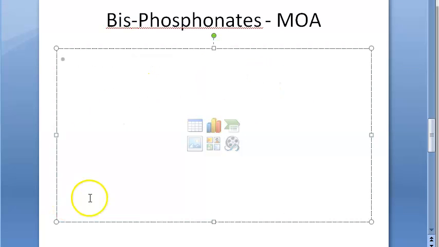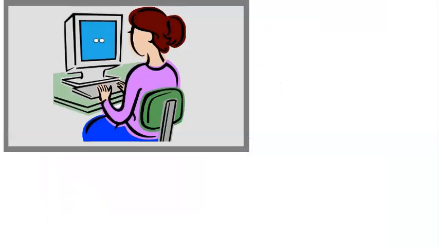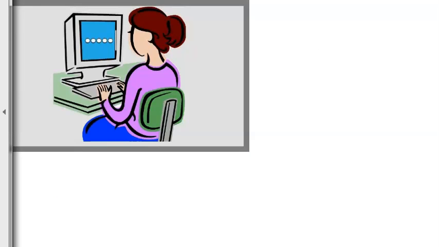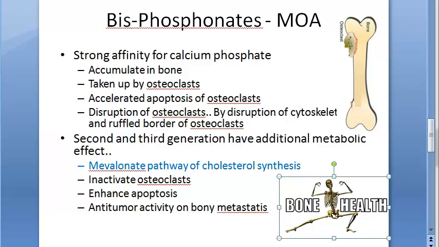Now let's come to the mechanism of action of bisphosphonates. How do you think these bisphosphonates work? Can you give it a thought and think how they are going to protect the bone? So finally it has to protect the bone, so the bone health will improve. Correct? Are you able to hear me?